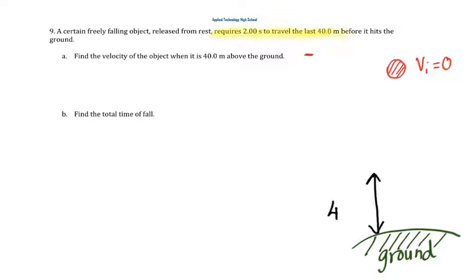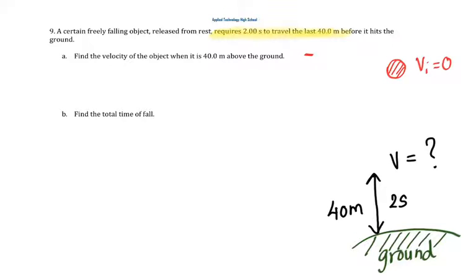Let's see how to solve a sample problem on free fall. We have a freely falling object which is released from rest, that means Vi is equal to 0, and it requires 2 seconds to travel the last 40 meter. That's important to read. It takes 2 seconds to travel the last 40 meter before it hits the ground. So let's draw the ground, and the last 40 meter is covered in 2 seconds.